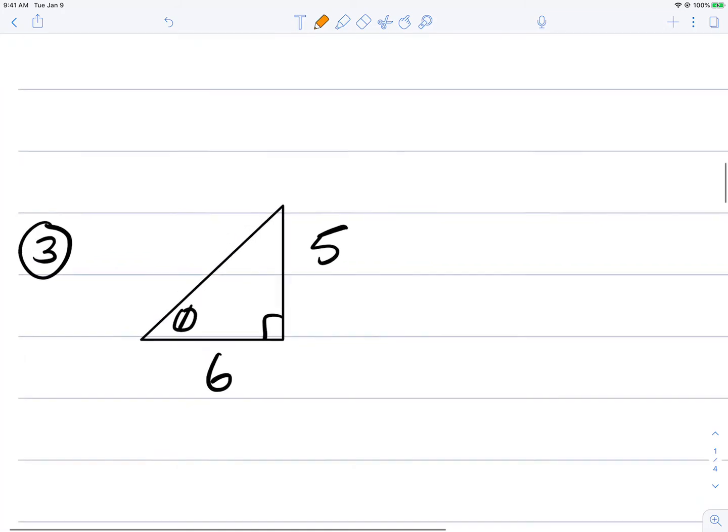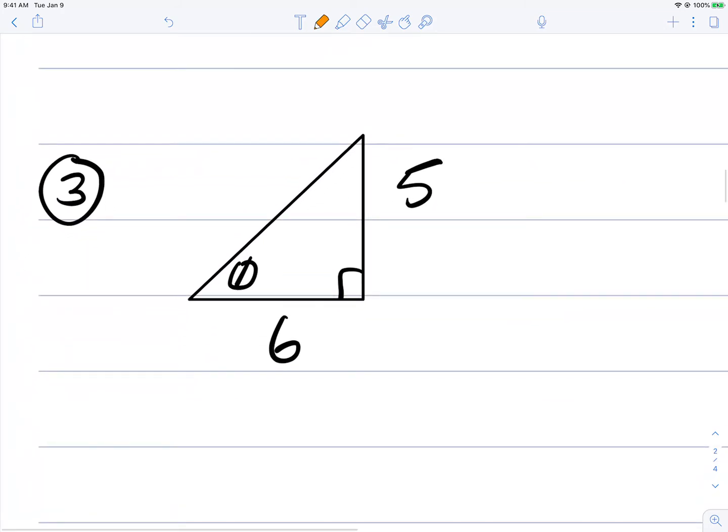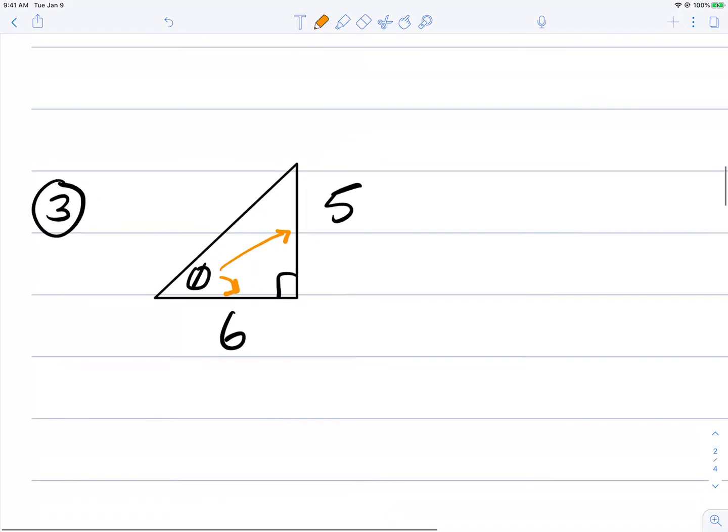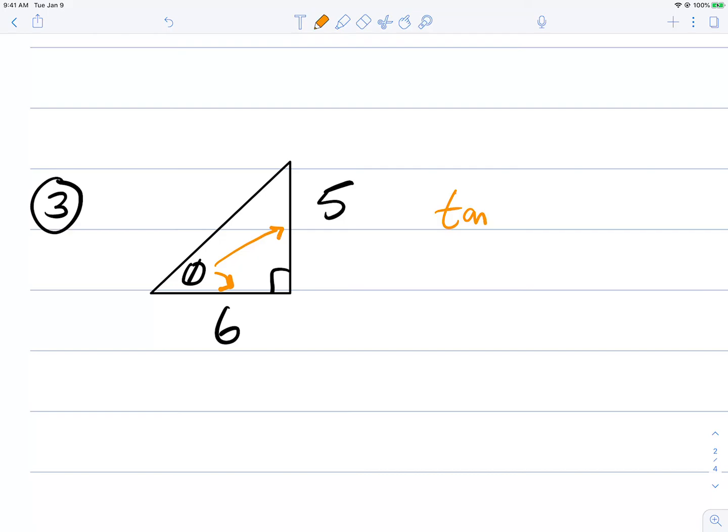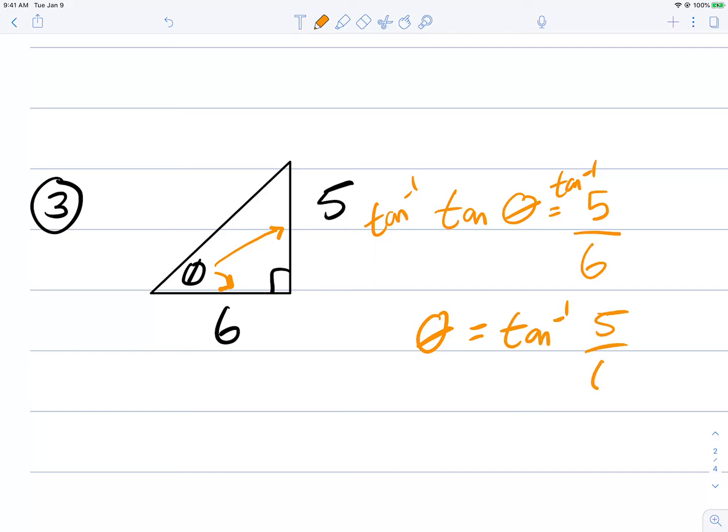Okay, some of them you're going to be asked to find an angle. So this is our theta, our angle, and we have an opposite and adjacent. So that means that this problem is a tangent. So the tangent of theta, I don't know what it is, equals opposite over adjacent. So remember that to find this answer, you have to do the inverse tangent, which is that tangent to the -1 button. So to find theta, I'm going to have to find the inverse tangent of 5 over 6.